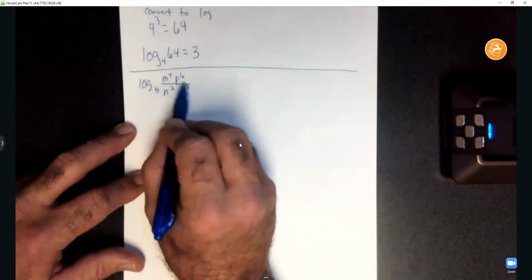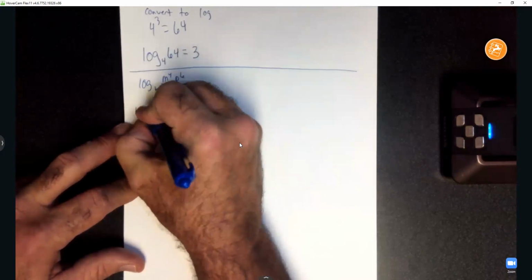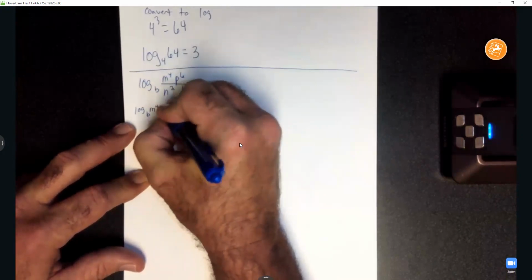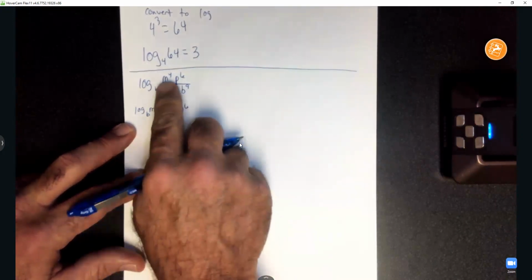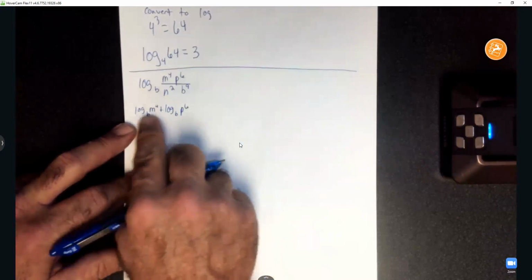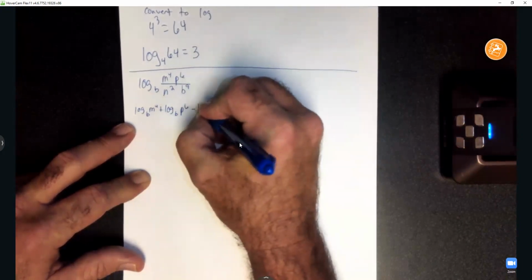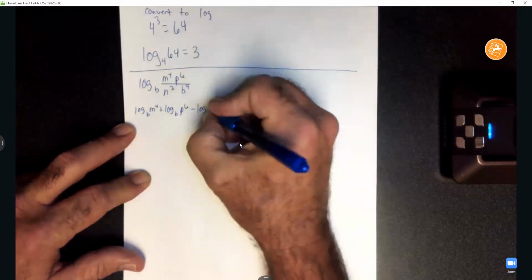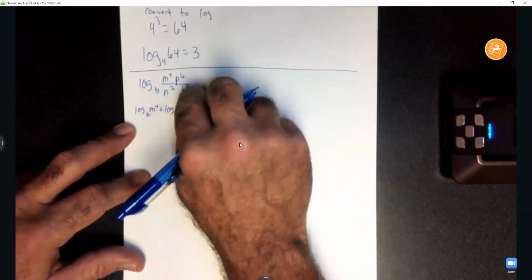So distribute log b to all 4 of these. So you got log base b of m to the 4 plus log base b of p to the 6. These two factors were on top, so they're both positive when you rewrite it. And then it'll be minus log b of n squared minus log b of b to the 9.